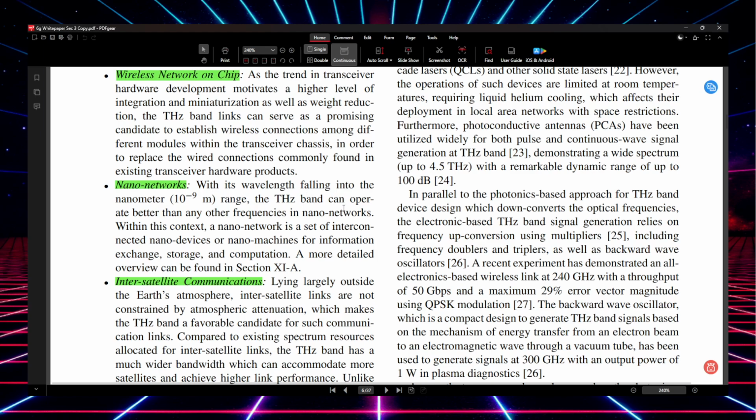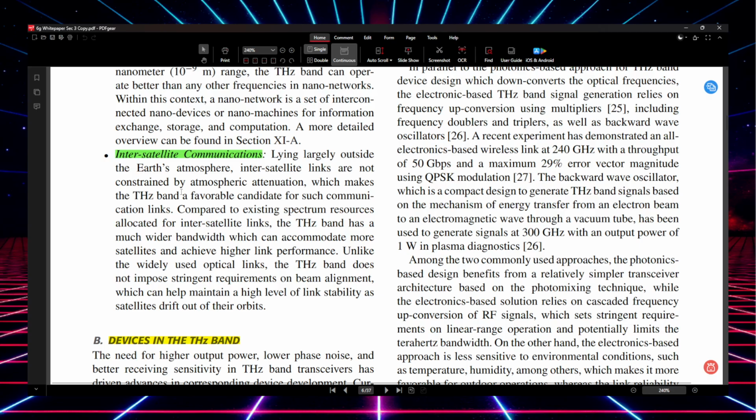The terahertz band can operate better than any other frequencies in nano networks. Within this context, a nano network is a set of interconnected nano devices or nano machines for information exchange, storage, and computation. More detailed overview can be found in section 11, and we will eventually get there.